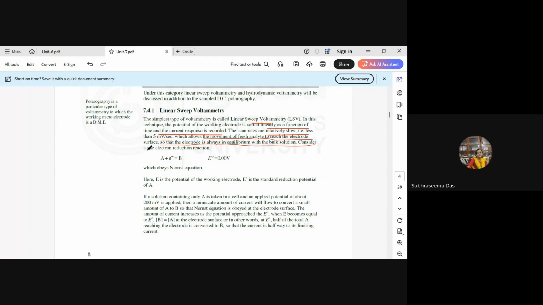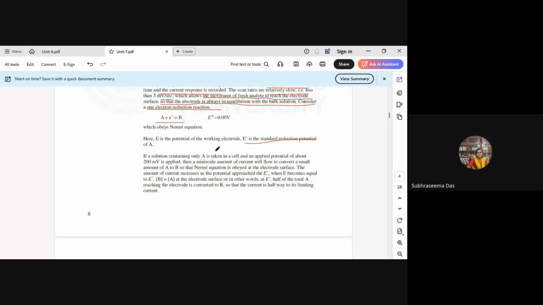Let us consider a one-electron reduction reaction, that is A plus e, where A takes up an electron to form B. It obeys the Nernst equation, where E is the potential of the working electrode and E0 is the standard electrode potential. So if a solution containing only A is taken in a cell and an applied potential of about 200 mV is applied, then a minuscule amount of current will flow to convert a small amount of A to B so that the Nernst equation is obeyed.